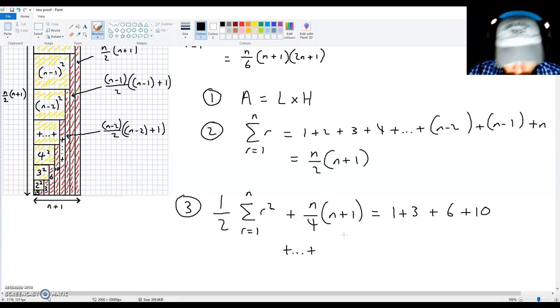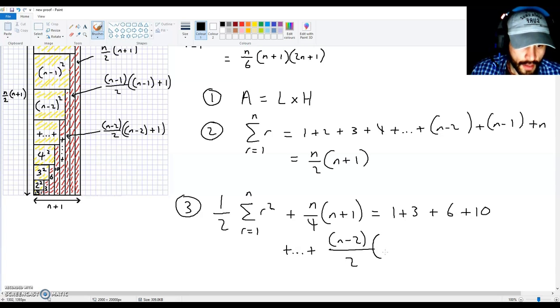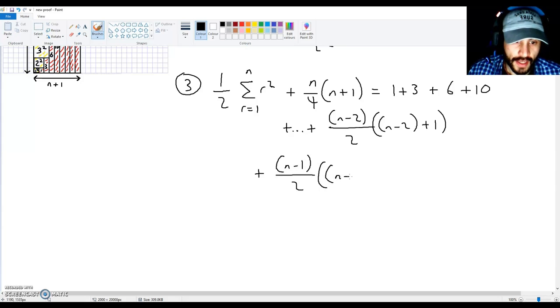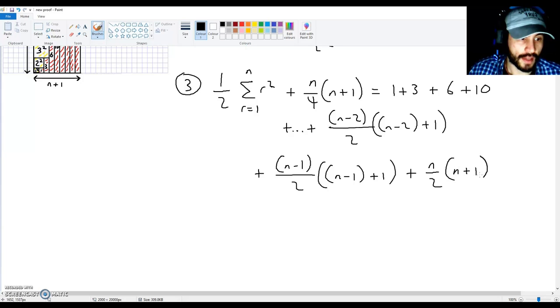plus n minus 2 over 2 multiplied by n minus 2 plus 1. Let me just go down. Plus n minus 1 divided by 2 multiplied by n minus 1 plus 1. And finally, plus n/2 multiplied by n+1.